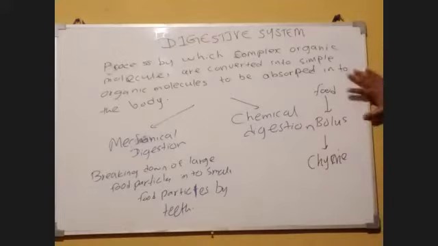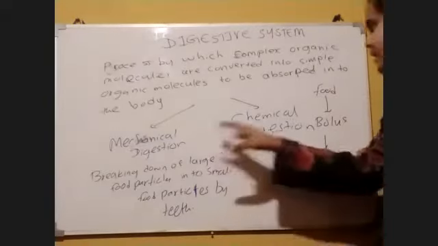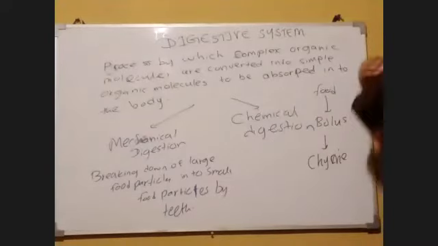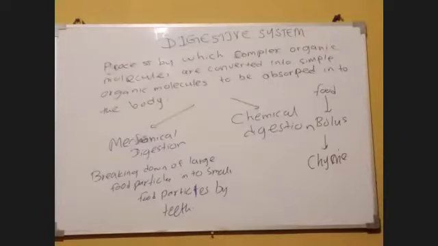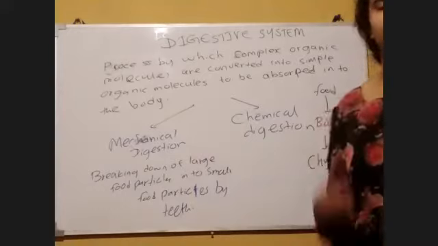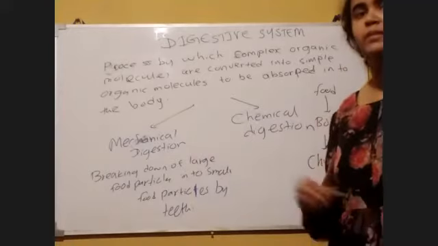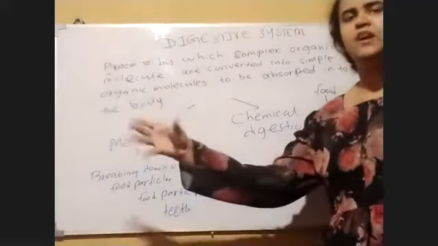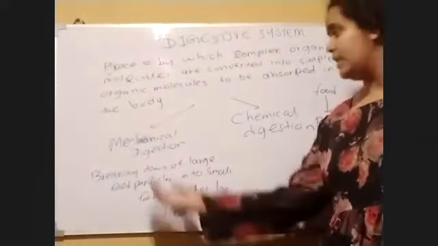The food that is subjected to mechanical and chemical digestion within the buccal cavity is transferred into a bolus when it moves along the esophagus, and then it is converted into chyme when it is subjected to the mechanical digestion in the stomach. That means within the stomach, this bolus is converted into chyme due to the mechanical action of the stomach. So what is the mechanical action of the stomach? That is also peristaltic movement.